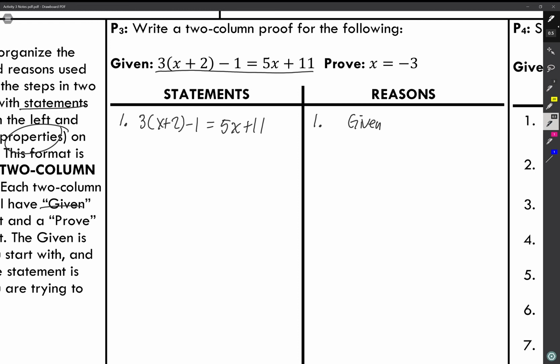And now we solve the equation. So, step 2. What I want to do first, let's go ahead and distribute this 3 times x plus 2. So this will be 3x plus 6 minus 1 is equal to 5x plus 11. Alright, so that'll be by the distributive property.